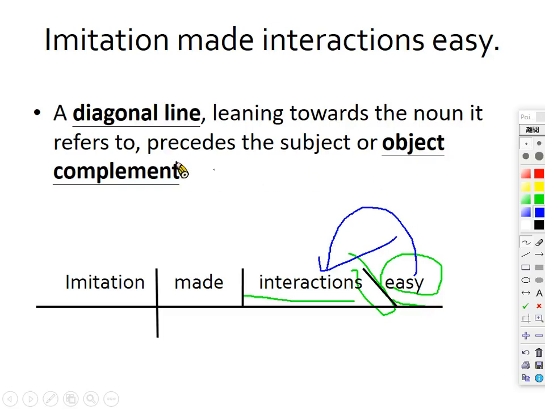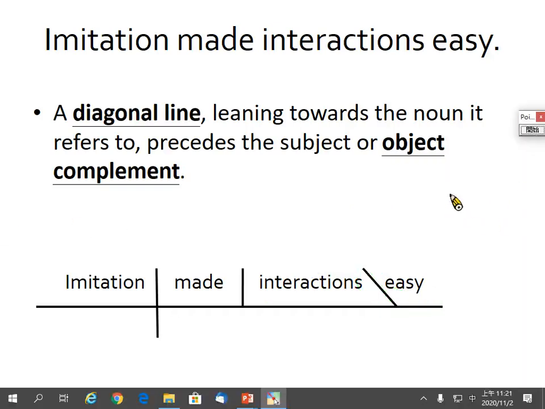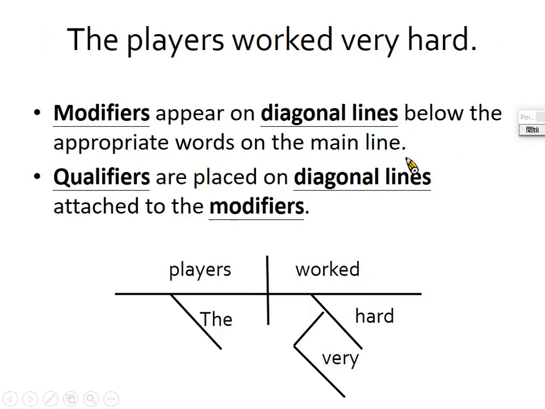Okay, so a diagonal line leaning toward the noun it refers to. This refers to the noun object, preceding the object complement. Okay, so basically we have completed most of the structure here. So let's take a look, and we move on to another idea.